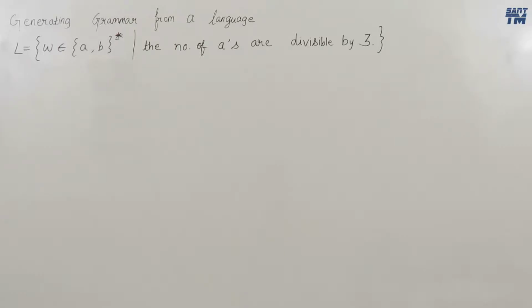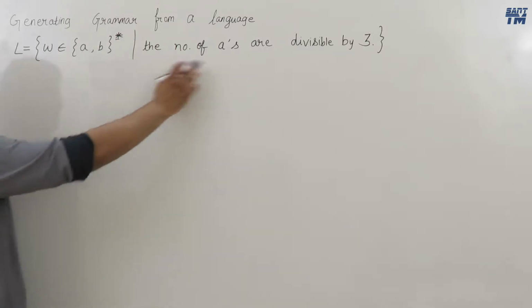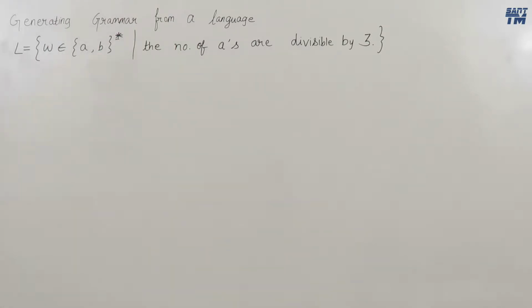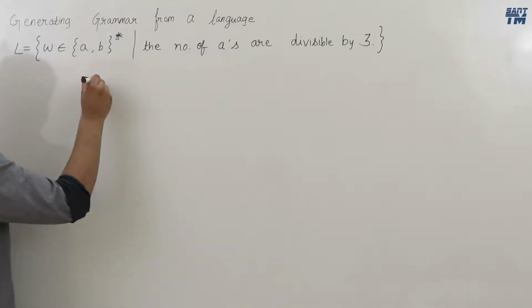Now consider this example. We have to generate a grammar for this language. This language is a set of strings W such that each string W belongs to (a,b) closure, with one property: the number of A's is divisible by 3. That means every string should have a number of A's which is a multiple of 3. That is, a string may contain 3 A's, 6 A's, 9 A's, 12 A's and so on. So consider a string which has 3 A's.